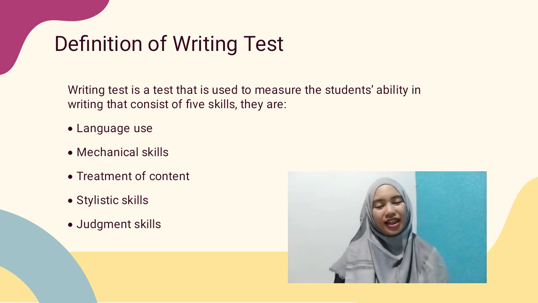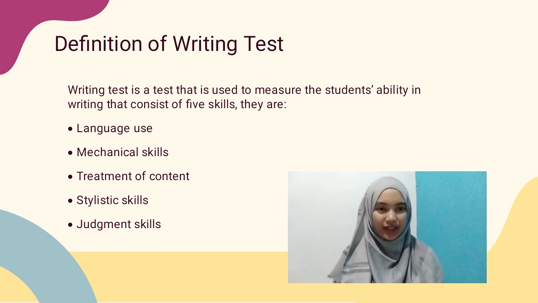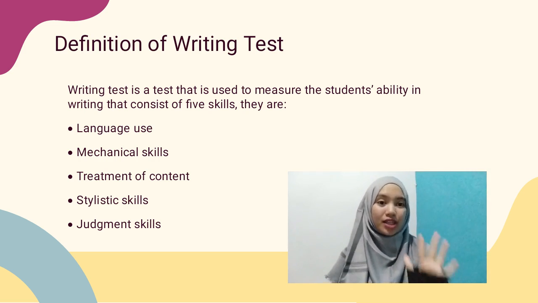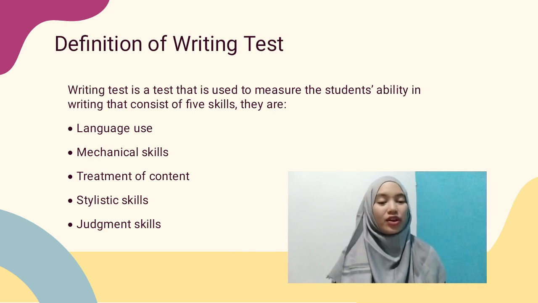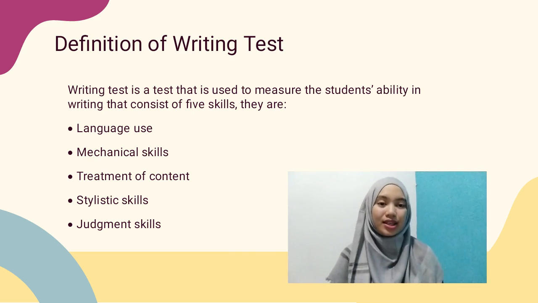The definition of writing test. So, writing test is a test that is used to measure the student's ability in writing that consists of 5 skills. They are first, language use, which is the ability to write correct and appropriate sentences. The second one is mechanical skills, which is the ability to use correctly the specific convention of written language. The third one is treatment of contents, which is the ability to think creatively and develop thoughts.